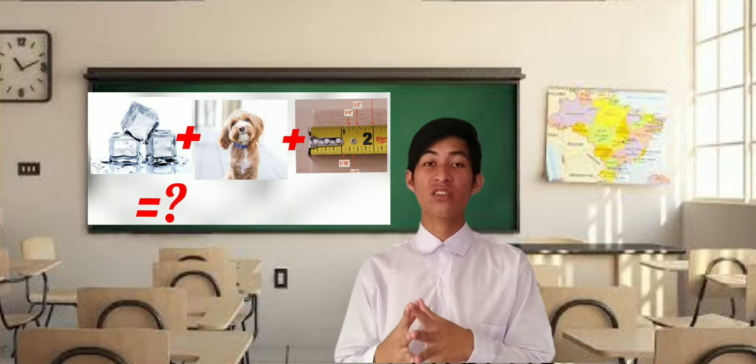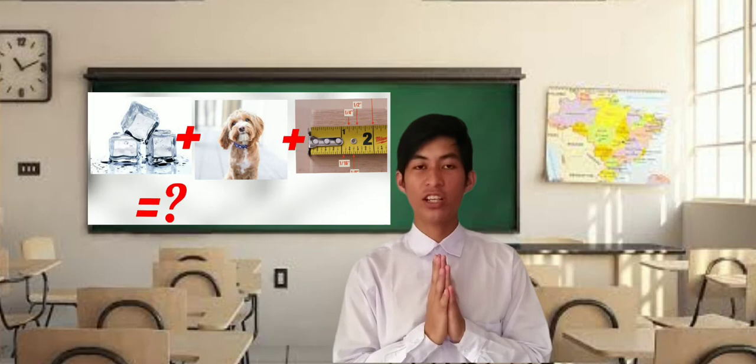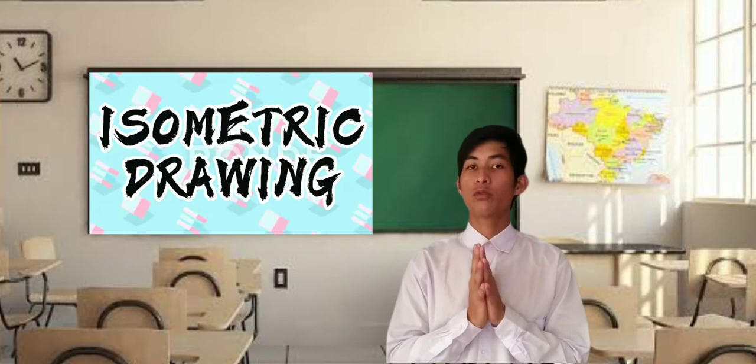Okay, please state your name first. Okay, very good. This is Isometric, and it is something to do for our class discussion for today. What do you think our discussion for this afternoon is? Okay, very good. Isometric drawing.